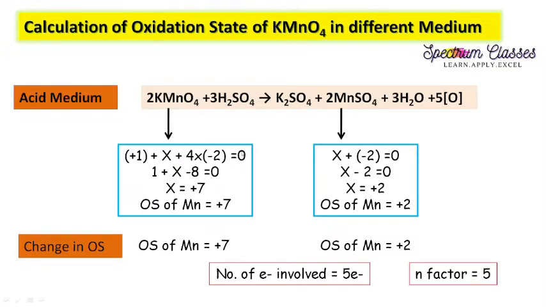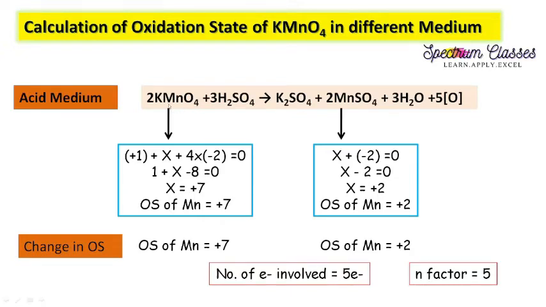Now one more question that comes here: why this 0? This 0 means the molecule we are considering is a neutral molecule. If it is neutral, we place 0 here. If it is charged, whether plus or minus, the number of charges we have there, we place that here. Right, so on solving this equation, we get x is equal to plus 7. This means manganese has +7 oxidation state in KMnO4.